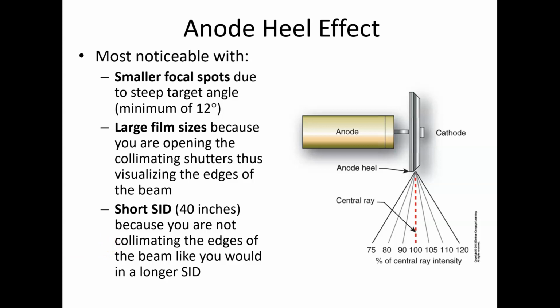Now, yes, we do use that to our advantage. If we're doing a body part that varies in thickness from one end to the other, we can put the thicker end at the cathode side, and there would be more photons to penetrate that part, as opposed to the thinner side, which there are fewer photons, and we're not going to burn out the image of the anatomy on that end.